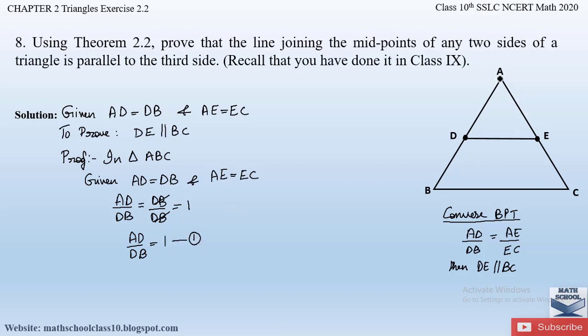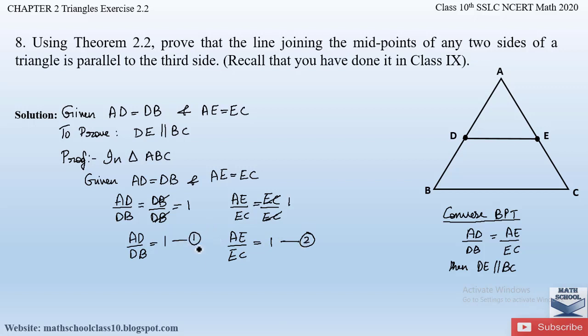Similarly, if you take the side AC, the midpoint of this side is E. So it is divided as AE by EC. Now let us substitute AE is equal to EC, which is given. So substitute here EC divided by EC. Now this will cancel out and be equal to 1. So write down AE by EC is equal to 1. Let this be equation number 2.